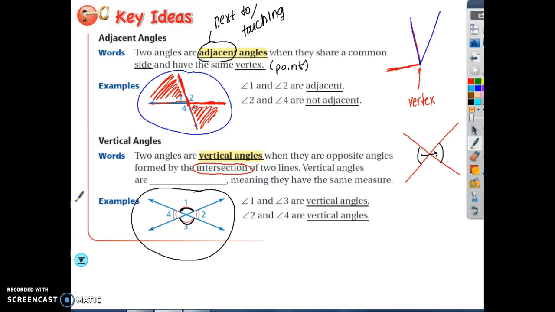Similarly, if you're looking at angles 2 and 4, if I start with angle 4, I'm going to notate it with 2 marks this time, and I go straight across the X, I land at angle 2. So therefore, angle 2 and 4 are also an example of vertical angles. Make sure you fill those terms in your notes, please.